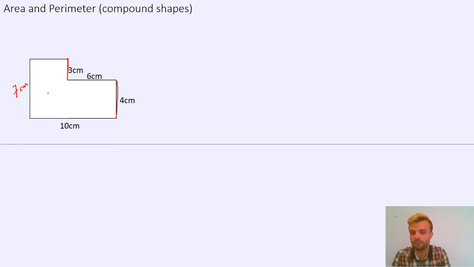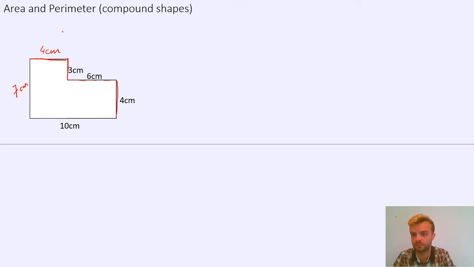And we can do something similar with the width. We're missing this width across the top here, but we know the width of the whole shape is 10 centimeters. So if we know that this part is 6 and the whole width is 10, then this part has to be 4 centimeters, because that's what's missing from the width to make the entire width 10. So 4 plus 6 is 10, so this has to be 4.